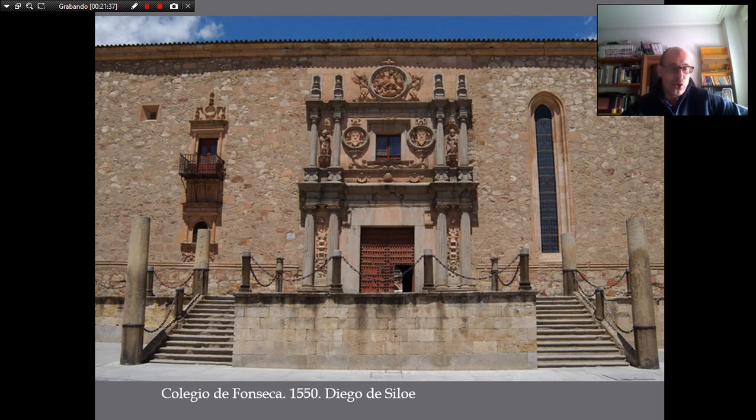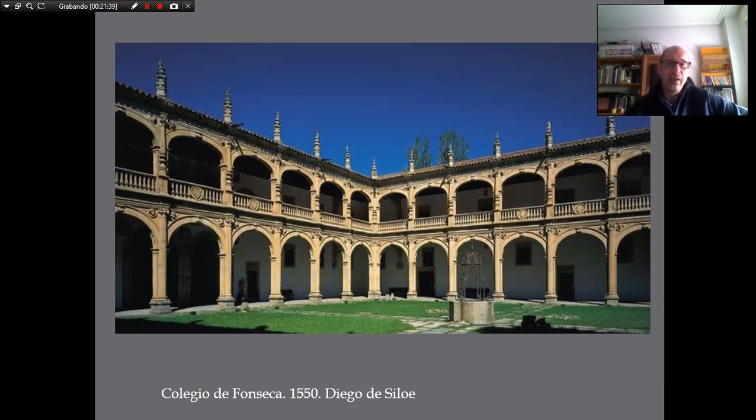Okay, the most interesting thing here in this Colegio de Fonseca is the courtyard. The courtyard with a well. You can see a well because a well is something so typical in the city of Salamanca, and it's a Muslim topic that appears also in other buildings in the city of Salamanca.